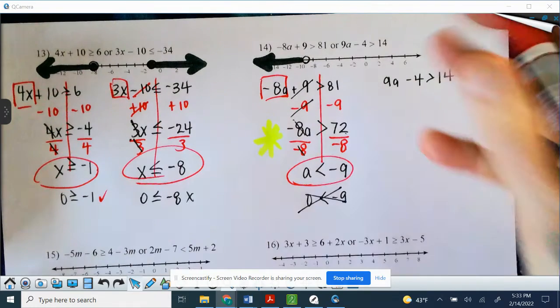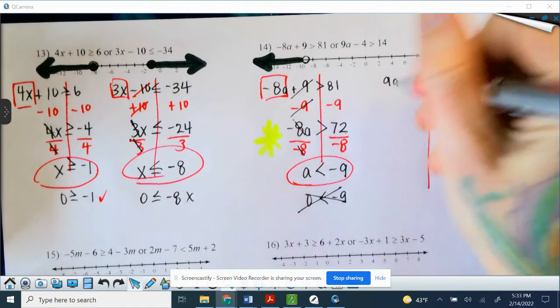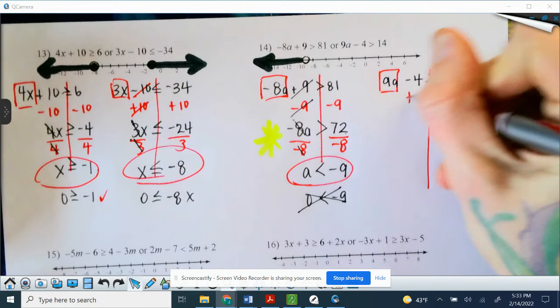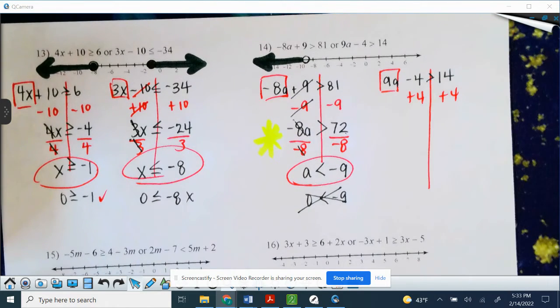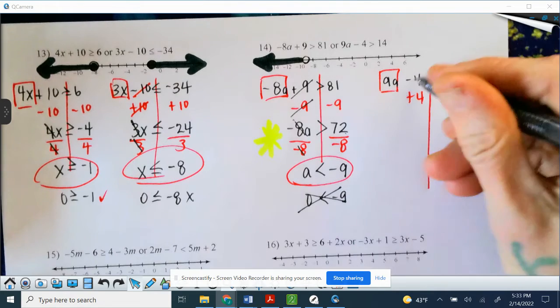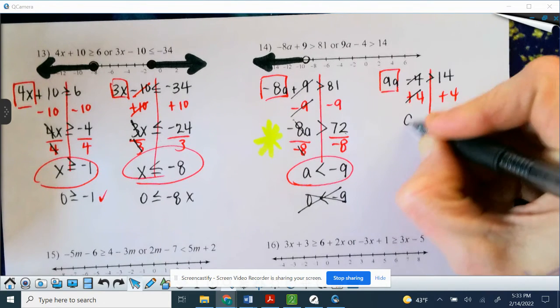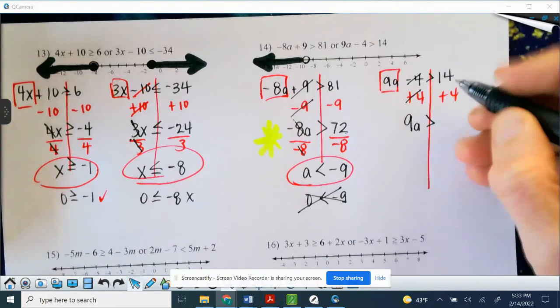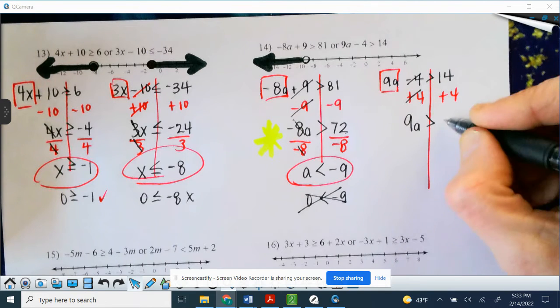And then on to the last one for this video. We're going to add 4 because that's a subtraction. -4 and +4 is what will give me 0 on this side because we got to get rid of those. So 9a is greater than 14 plus 4, which is going to be 18.